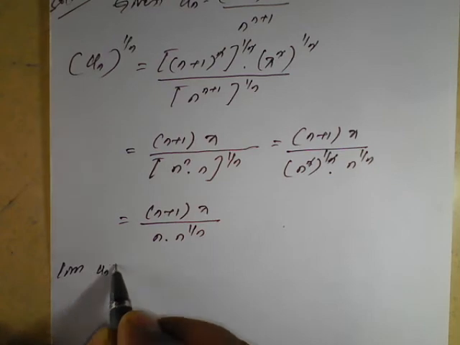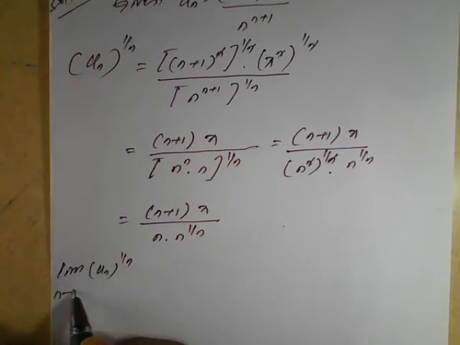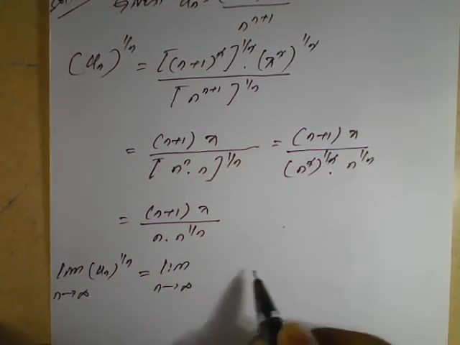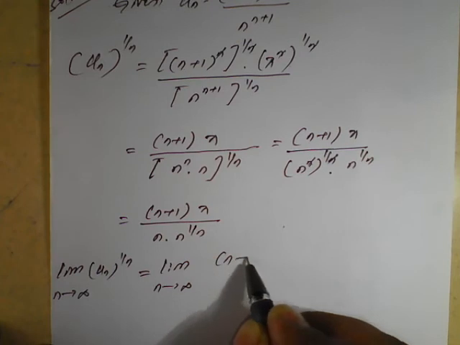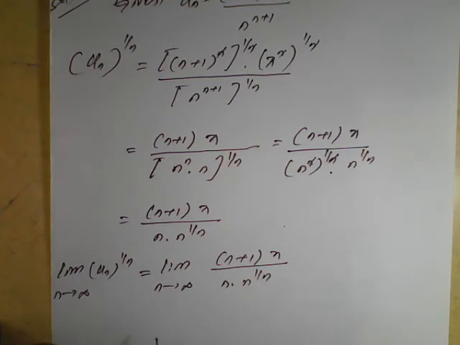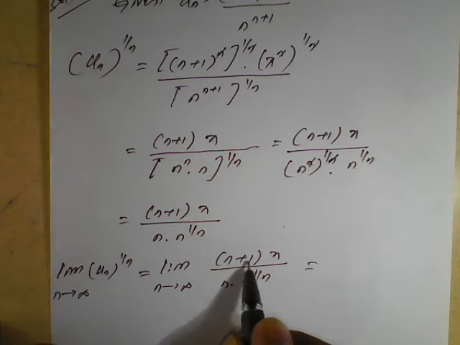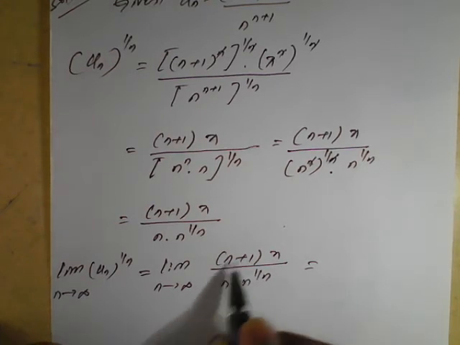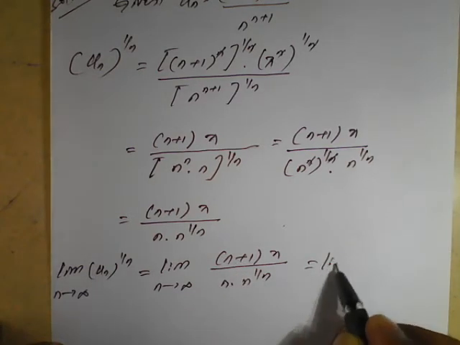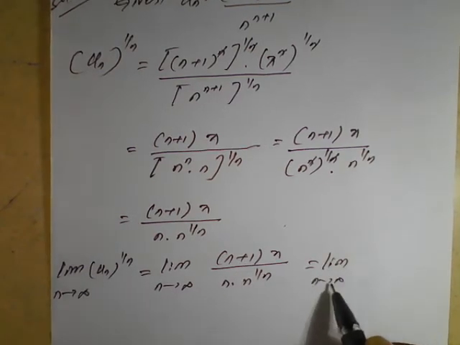Limit of un raised to 1 upon n as n tends to infinity is equal to limit as n tends to infinity. This will become what here? (n plus 1) into x divided by n into n raised to 1 upon n. So here we'll always take n common, because infinity plus 1 is infinity. To bring out the infinite result, we'll always take n common. So in the numerator I will take n common, and n tends to infinity as it is.